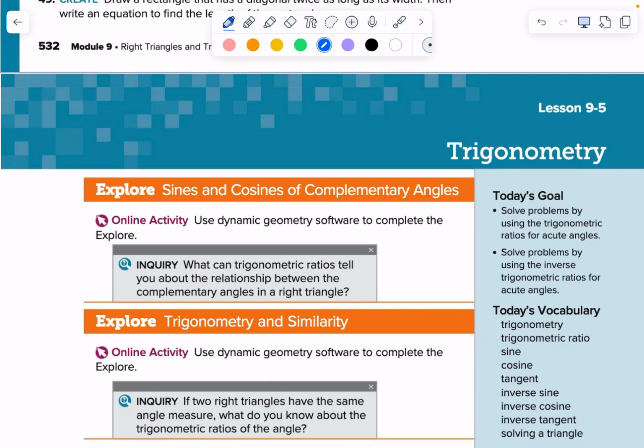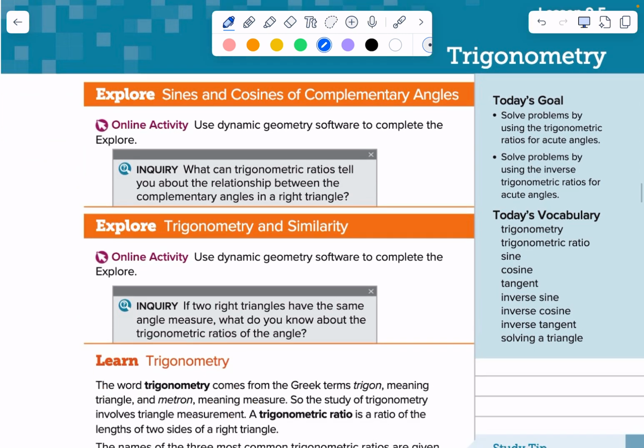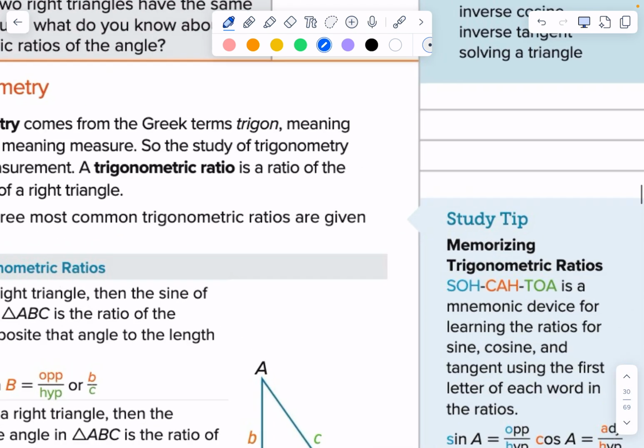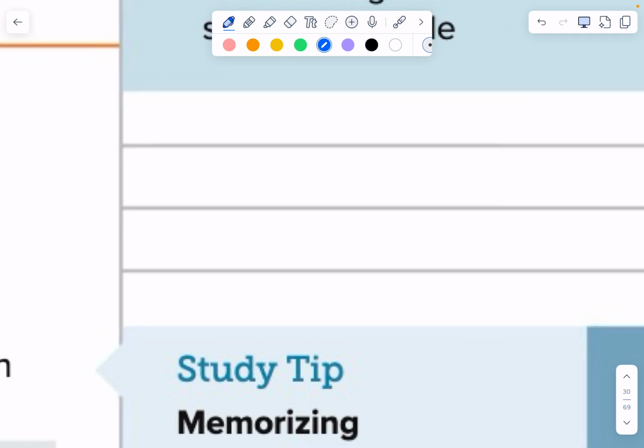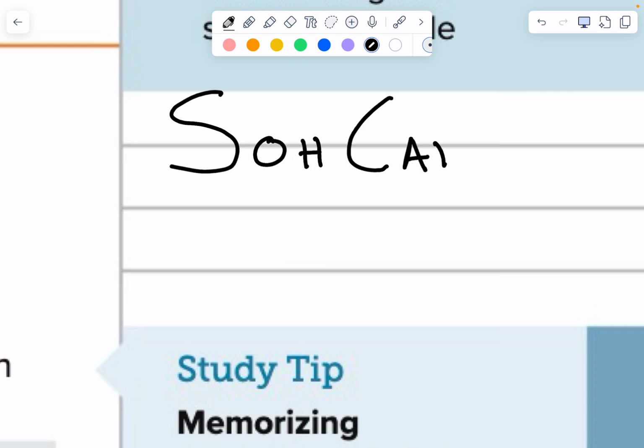Okay, 9-5. This is trigonometry. I just said that this was right triangle trig. So over here in the corner, or wherever you can find a place, here's what I want you to write. This is something that you're going to have memorized in your noggin, and it is SOHCAHTOA. So S, little o, little h, C, little a, little h, and T, little o, little a. Write that down in a corner or somewhere where you can find it.